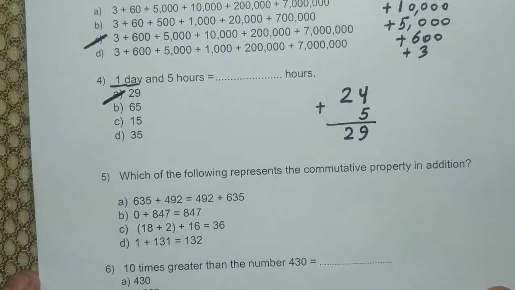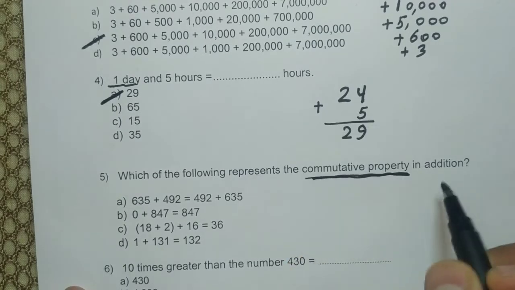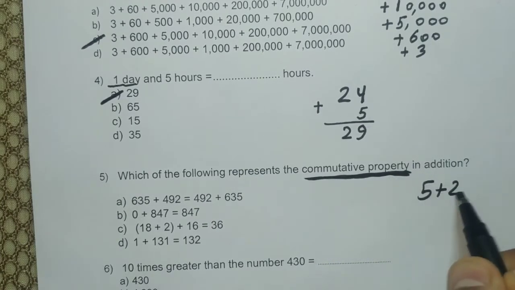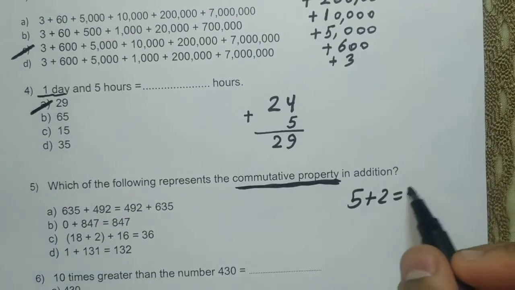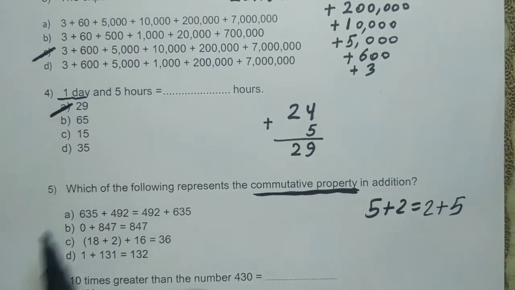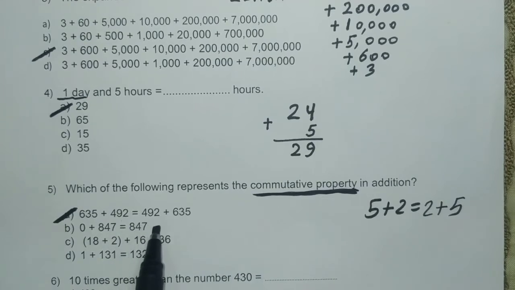Another one: which of the following represents the commutative property in addition? Commutative means we will switch the numbers, like 5 plus 2 equals 2 plus 5. Which answer will it be? It will be answer A, because 635 plus 492 equals, he will switch the numbers, and it will be 492 plus 635.